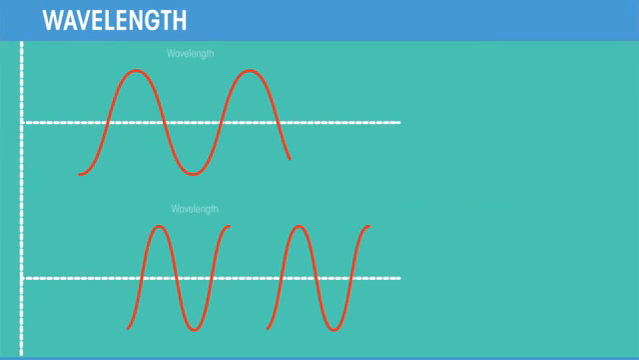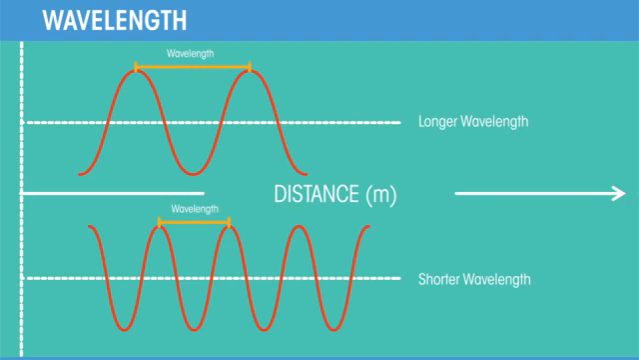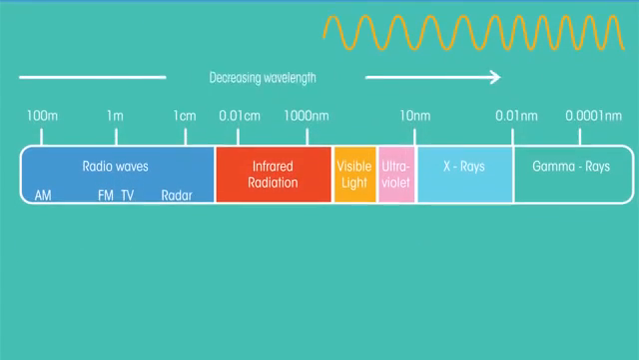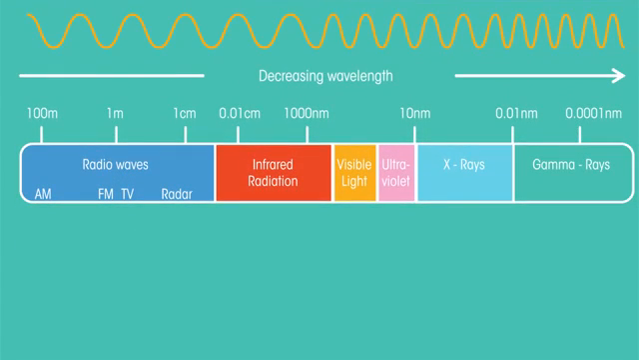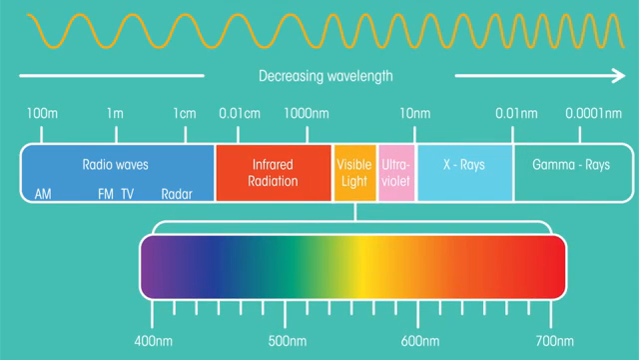Now for wavelength. The wavelength is the distance between a point on one wave and the same point on the next wave. For example, two peaks or two troughs. Wavelength is given the symbol lambda from the Greek letter and is usually measured in meters. Wavelength can vary hugely in size. X-rays are very short, visible light is here, and FM radio waves are much longer.